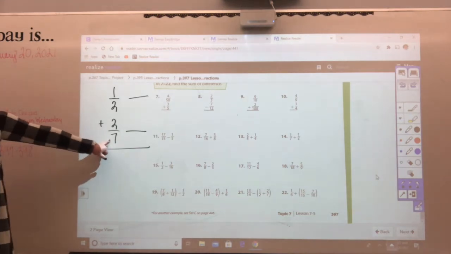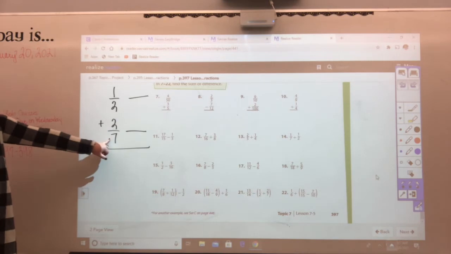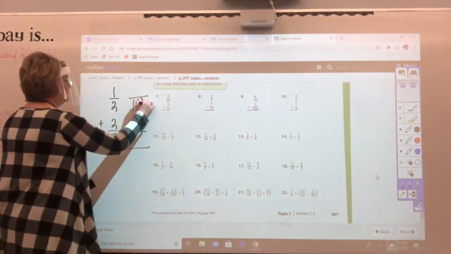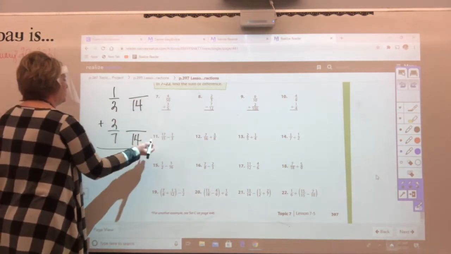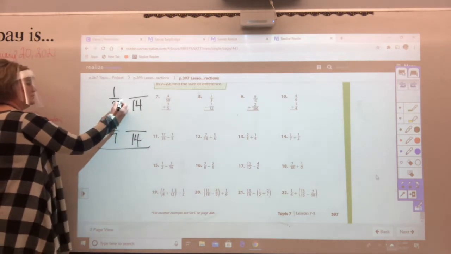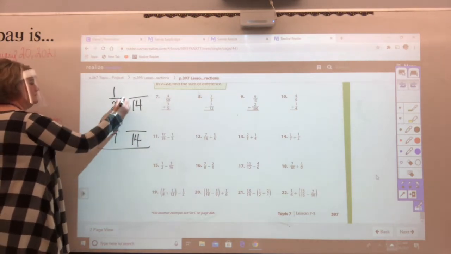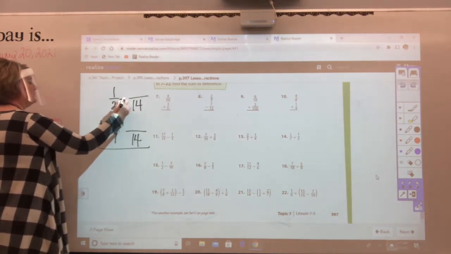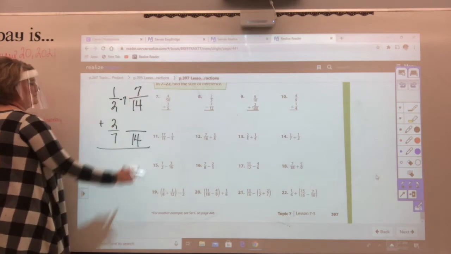Get your pencil on 7. That's the biggest denominator. Bentley, is 2 times anything going to get me 7? Then go to the next 7. Is 2 times something going to get me 14? Yes. Keep it going, Brooklyn, on the top. How do we go from 2 to 14? Times 2. Not times 2, 2 times 2 would get me 4. Oh, times 7. And 1 times 7 gets me 7.